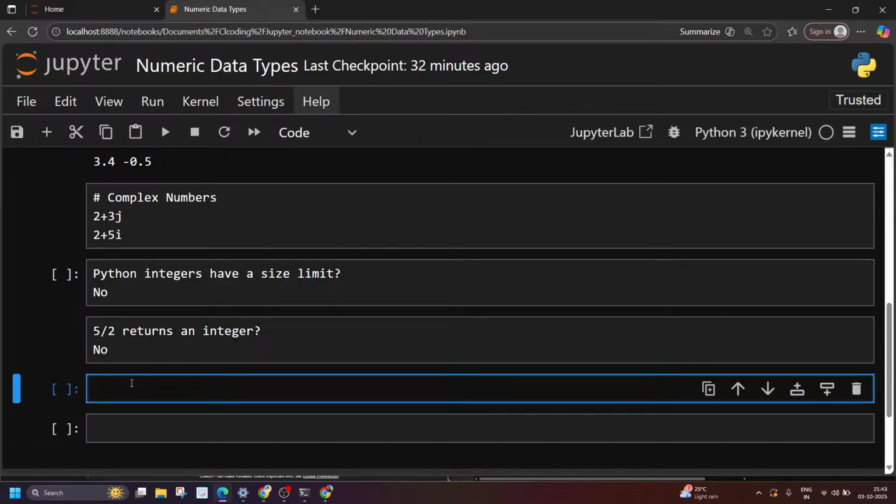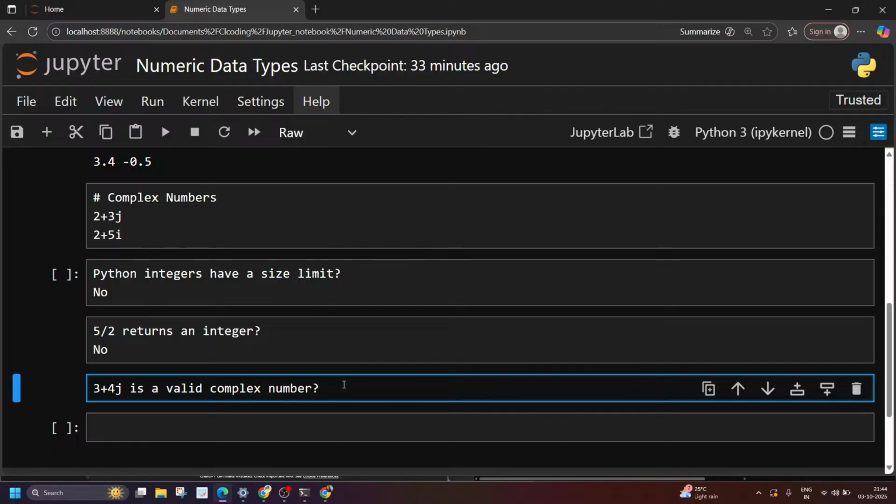Okay, let's move on to the third question. The third question is: 3 plus 4j is a valid complex number. You have to answer in yes or no in the chat.